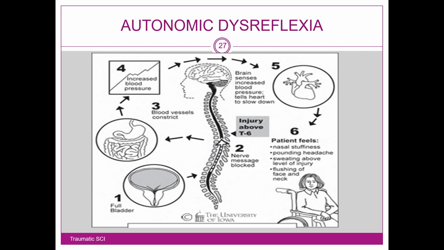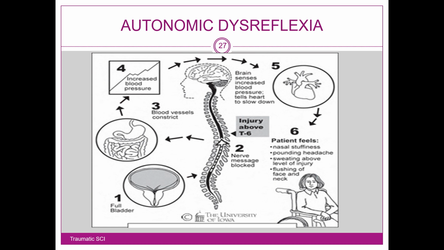This is the noxious stimuli. It can be anything else also. A pressure sore can also cause such stimuli. When the bladder is full, the spinal cord sends a signal. In normal individuals also, it sends a signal to the brain. The brain senses the signal, and we have an urge to urinate, to micturate. So when the bladder is full, the spinal cord transfers the signal.